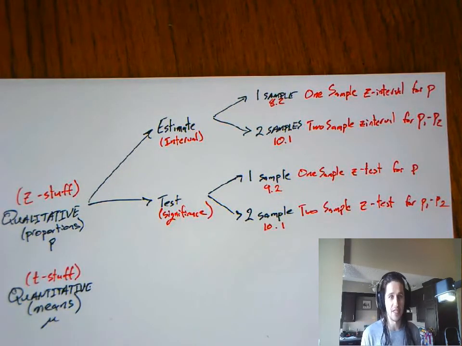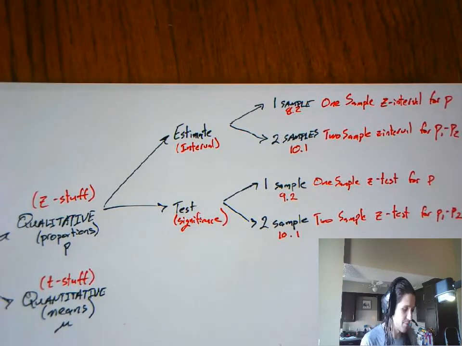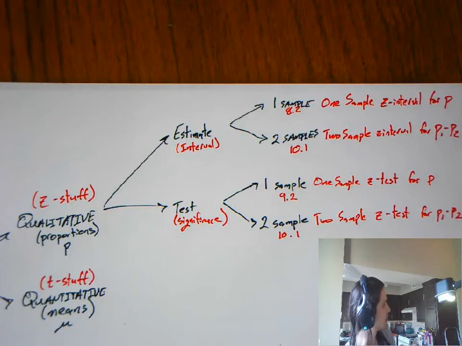Alright, so we've got the top of this filled out. When we're dealing with proportions, that is qualitative data. We're going to have to do this stuff. Great. You can write some formulas in here. Do I have another color I can write some formulas in?